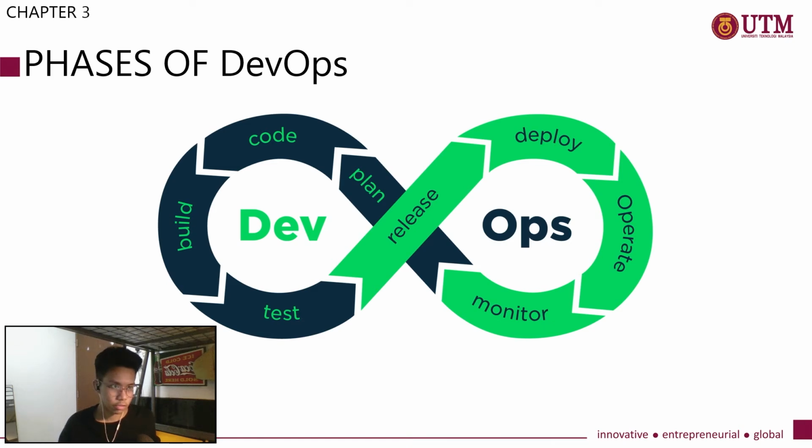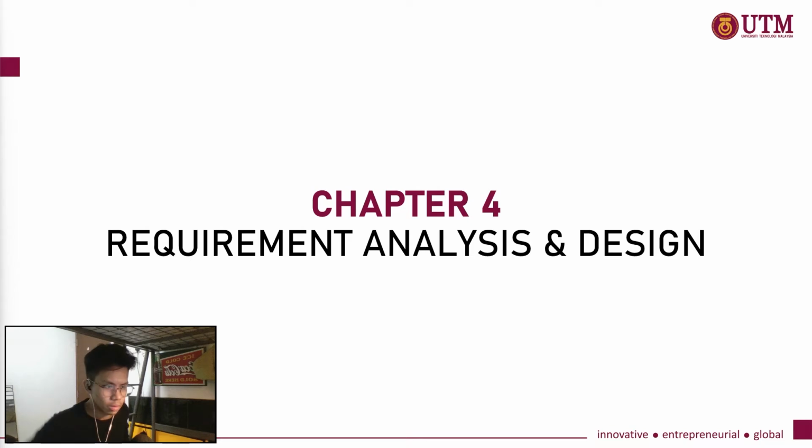So these are the phases of DevOps, starting with plan, and then coding, building, followed by testing, release, deploy, operate, and monitoring. Okay, so chapter 4 is requirement analysis and design.